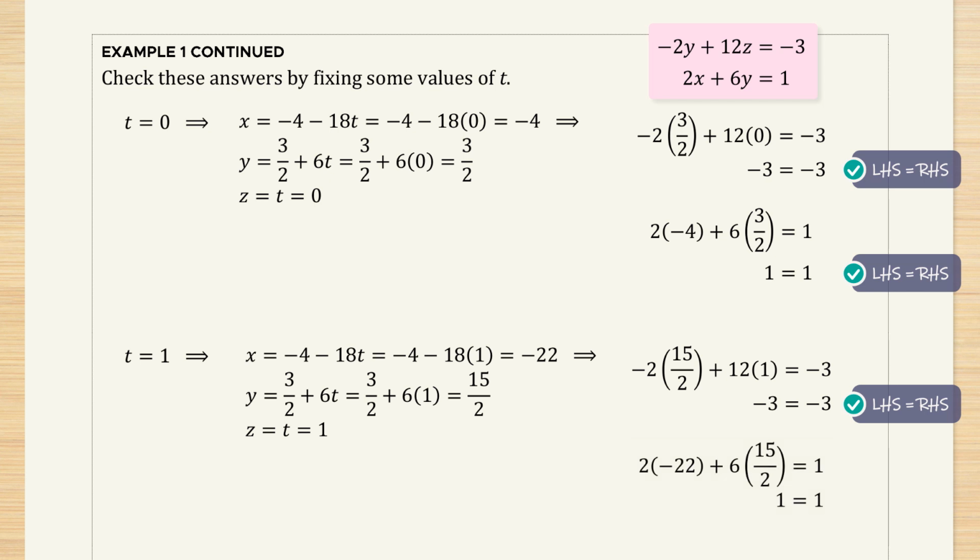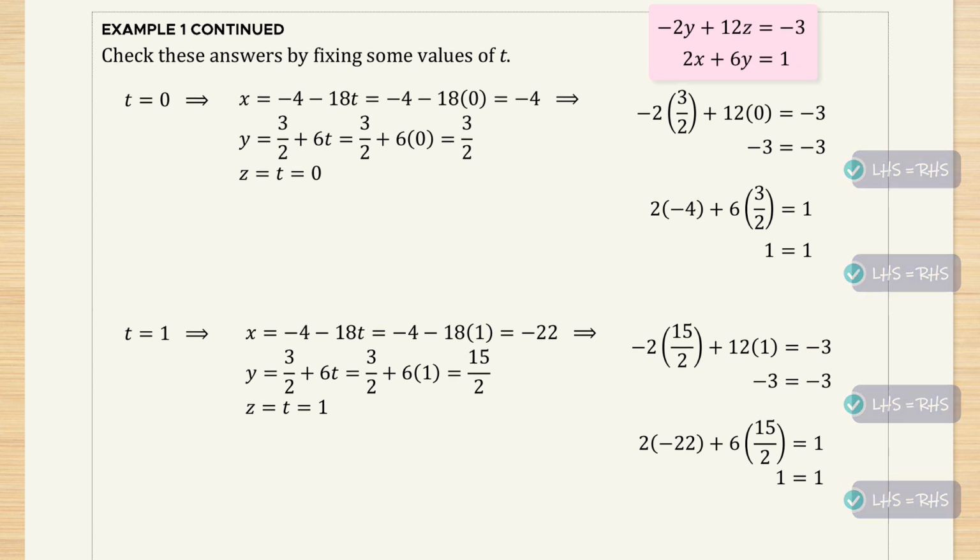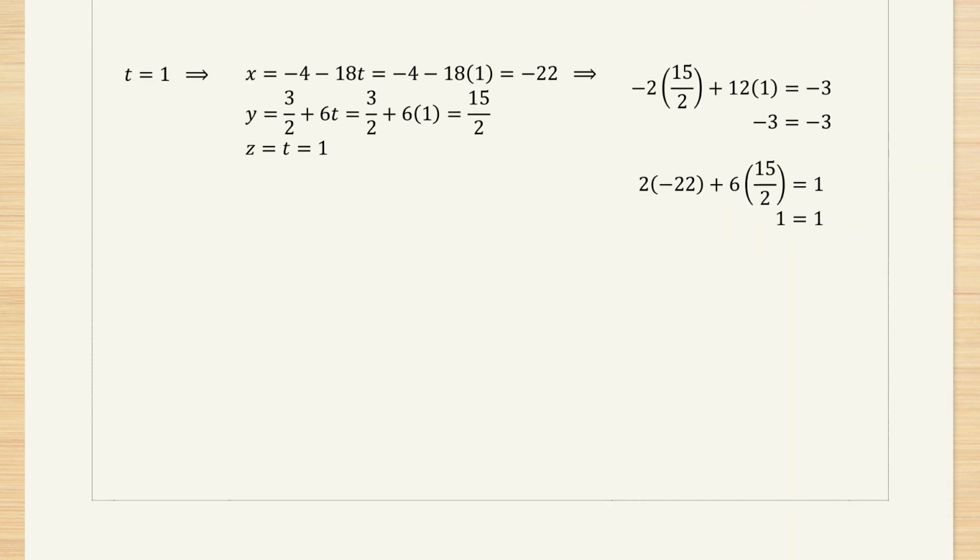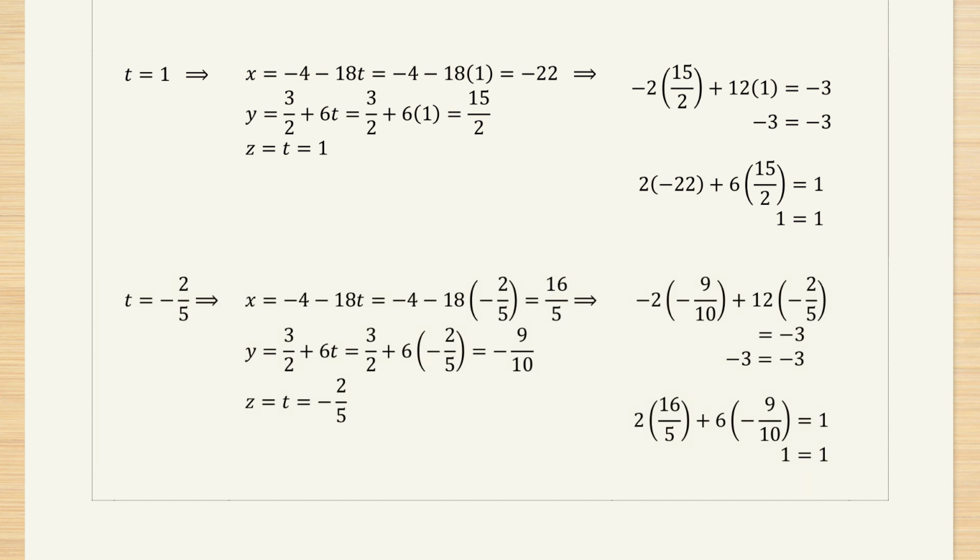2 times negative 22 plus 6 times 15 over 2. We get 1. Left-hand side equals right-hand side again. Even if we pick an awkward value like t equals negative 2 over 5, we would in fact still have left-hand side equals right-hand side. So for any value of t, and there are infinite real values of t, we can get an infinite number of x, y, and z values that can satisfy this set of equations.